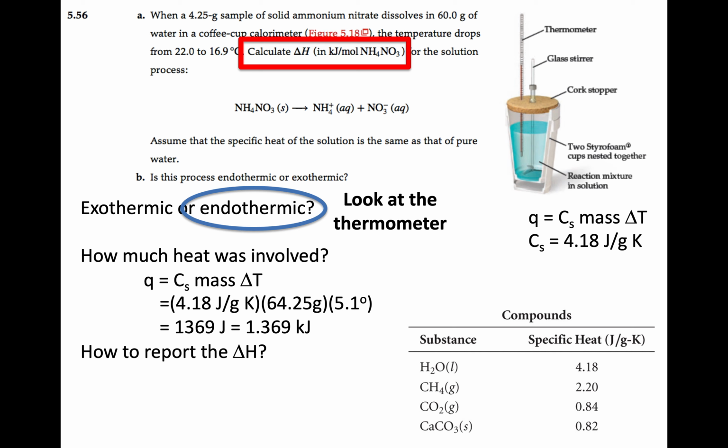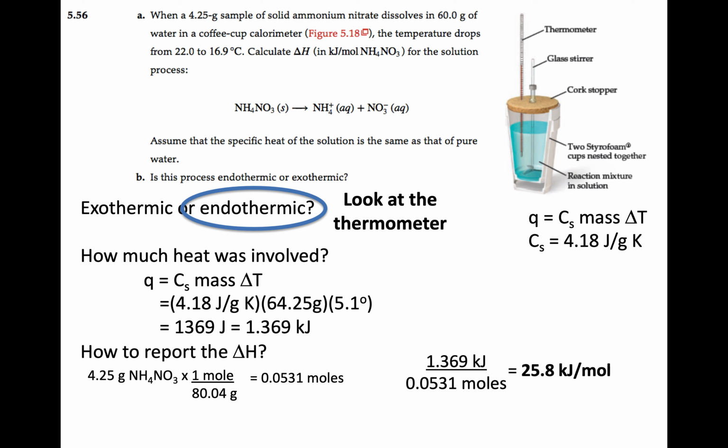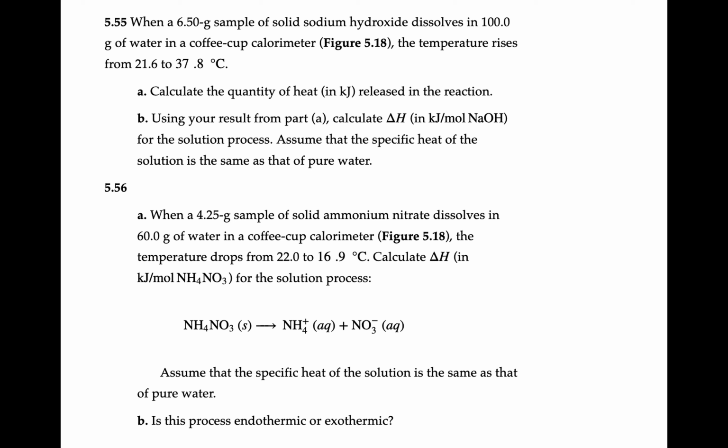How to report it? It says calculate the enthalpy change in kilojoules per mole of the ammonium nitrate. So I need to figure out how many moles of ammonium nitrate I used. I know how many grams. Let's figure out how many moles using the molar mass, and now we can report it in kilojoules per mole. So with that very last step, I make sure that I'm accounting for the sign correctly. Endothermic, it's going to have a positive sign. Here's some examples of using calorimetry data to see if you have a plan that works.